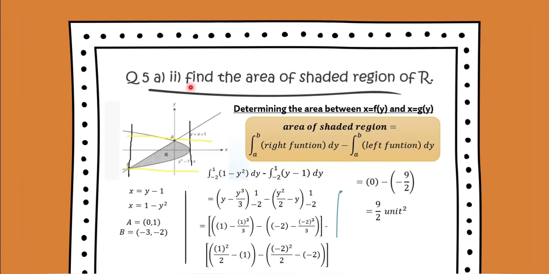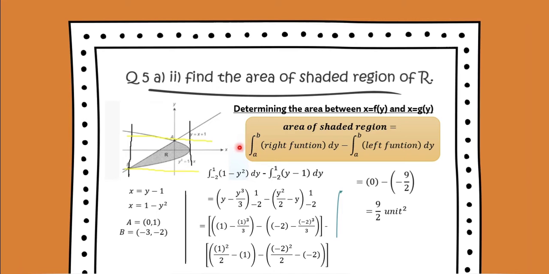For the second question: find the area of the shaded region R, determining the area between x equal to f(y) and x equal to g(y). This is the formula for the area of the shaded region using dy. The reason this diagram uses dy is that if you wanted to use dx, you don't know the value of x here. To make it easier, use the value that you already know, which is y. You already know the value of y here, and here.